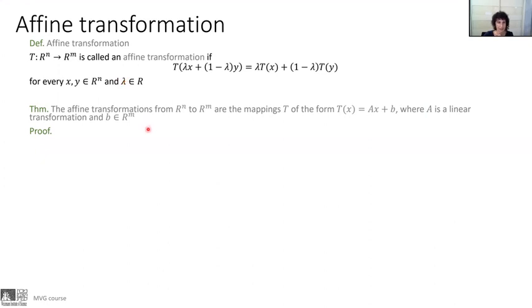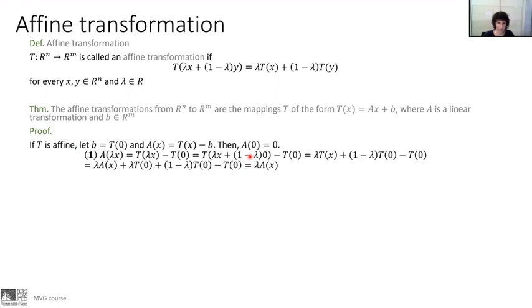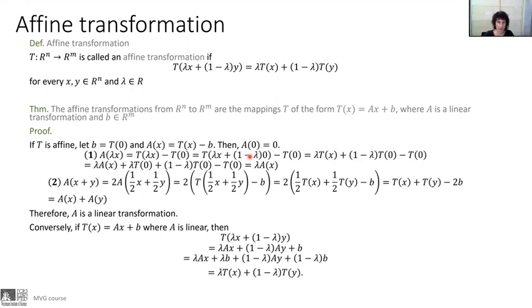The nice observation is that any affine transformation can be written as some linear transformation plus a vector, okay? So here you have the proof. I'm not going to prove it because it takes time and it's not very complicated. You will have it in the slides and we'll move on. I'm sure that you're familiar with it. So an affine transformation is actually a generalization of a linear transformation. It's a linear transformation plus some shift, okay? And you will see why it's important to understand it with respect to convex optimization.